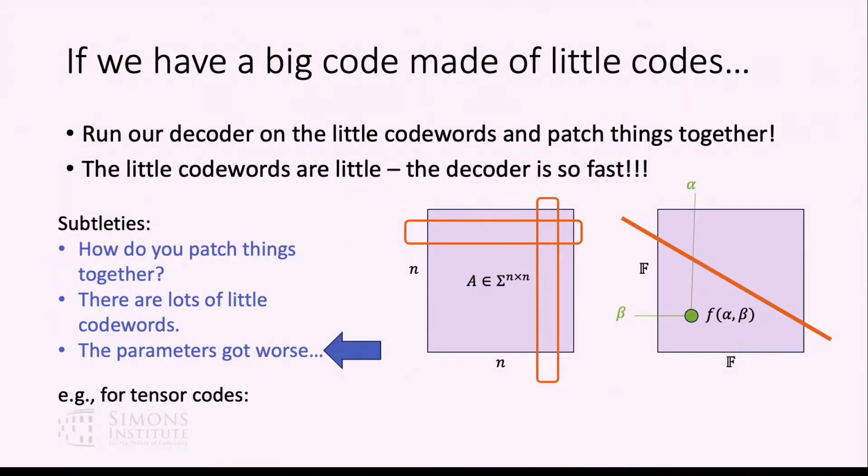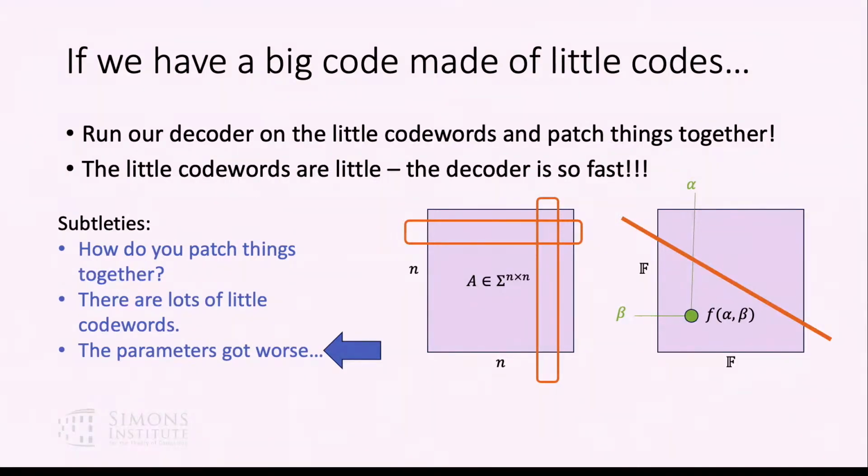So for example, for tensor codes. Actually, I feel like I've just been barreling on. Other questions? I haven't said anything super precise, but this basic paradigm makes sense? Cool. Okay, so we need to figure out how to patch things together. You need to figure out which of these little code words you want to leverage.